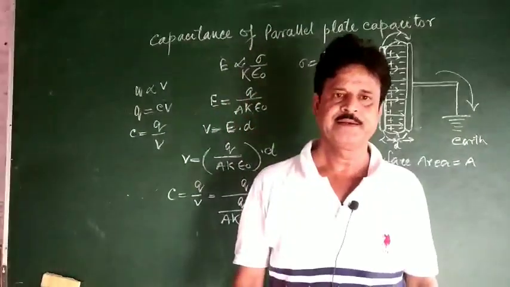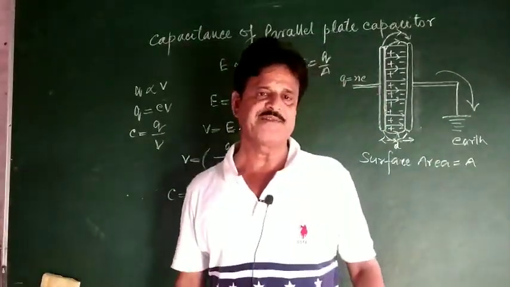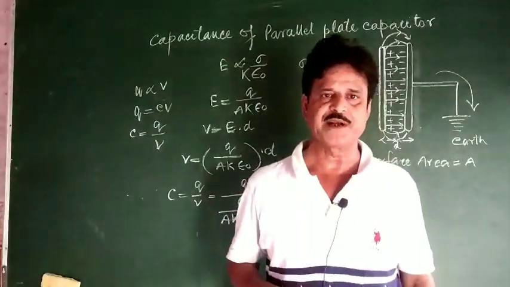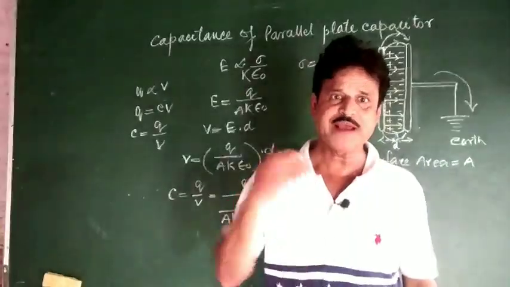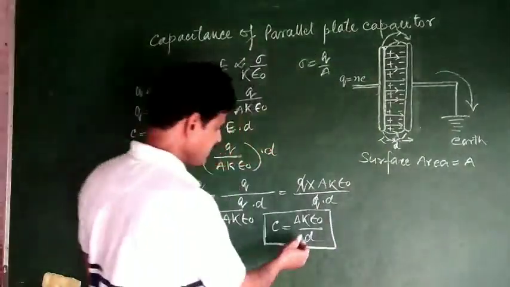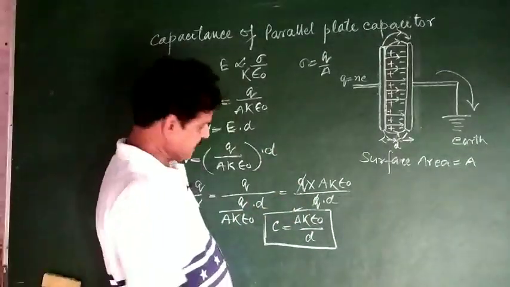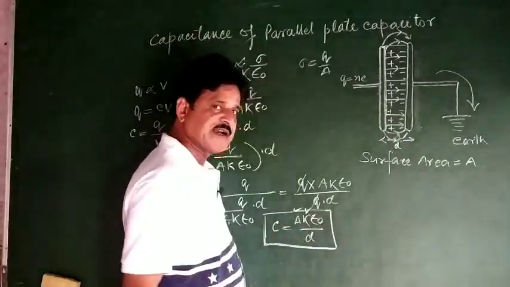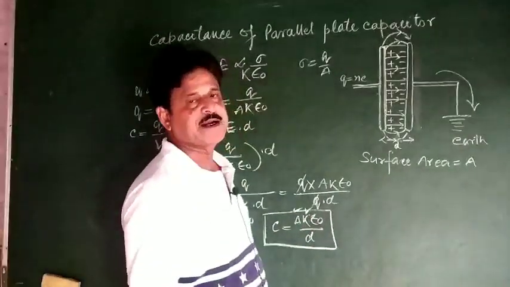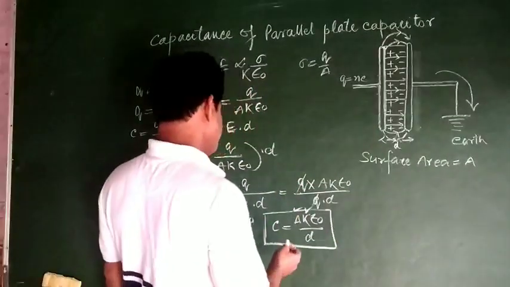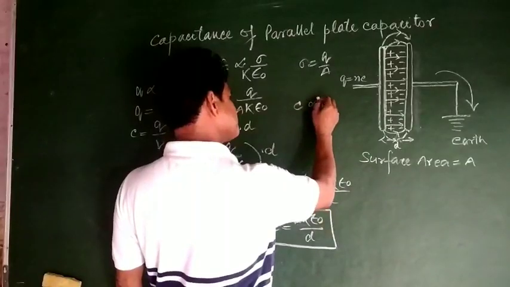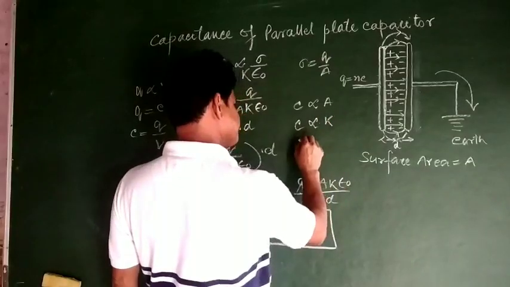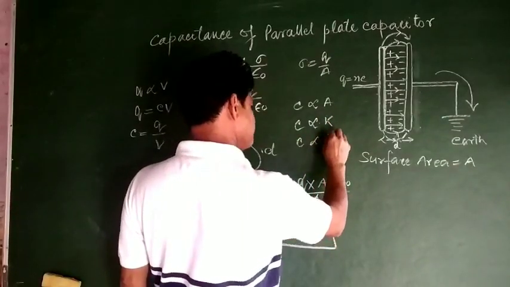We can say that this equation shows the capacitance of any parallel plate capacitor depends on how many variables. First is the area of the plate. Second is the dielectric medium, and epsilon 0 is constant for one medium, and d is the separation of the plates. So we can say that C is directly proportional to A, C is directly proportional to K, and C is inversely proportional to d.